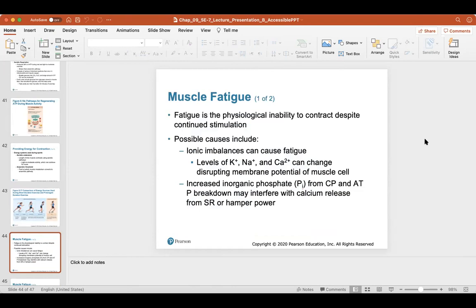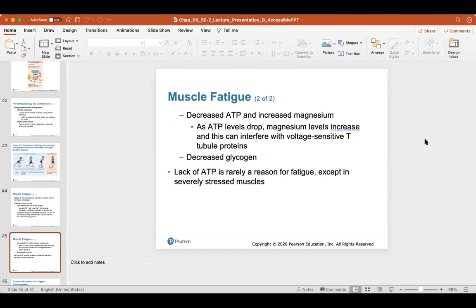Muscle fatigue, then, is the physiological inability to contract despite continuous stimulation. So even if you're continuously stimulating your muscles, they might not be able to contract. The possible causes could be an ionic imbalance, or the increased inorganic phosphate and ATP breakdown that could interfere with calcium release, decreased ATP, and increased magnesium levels.